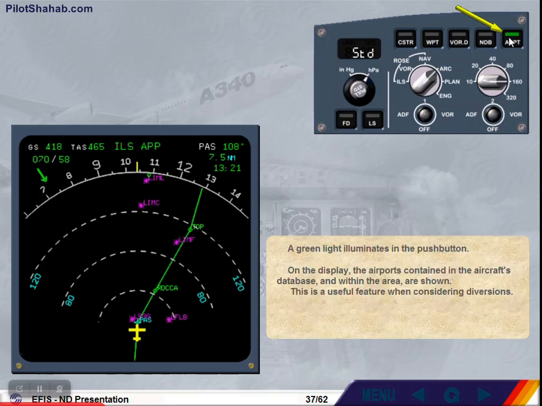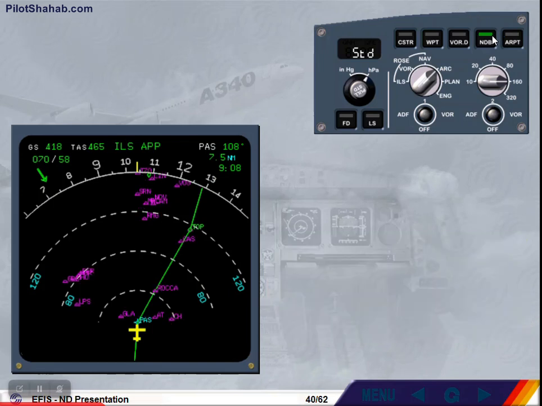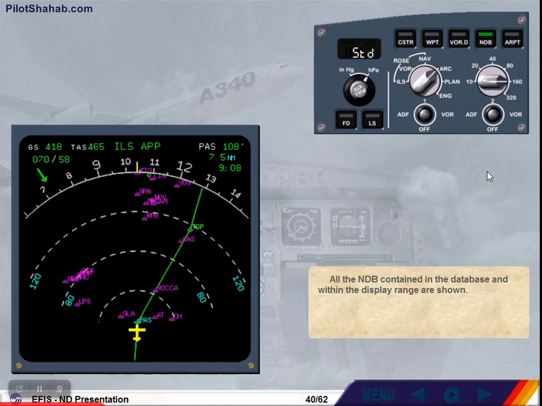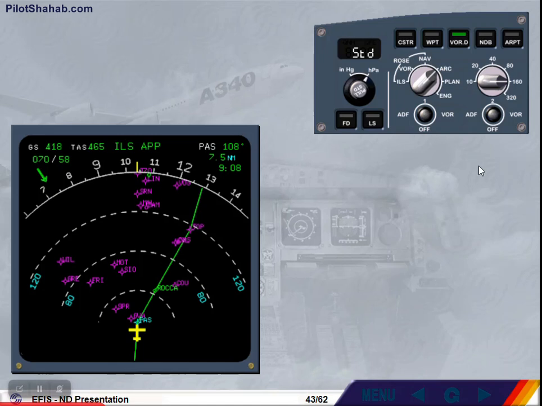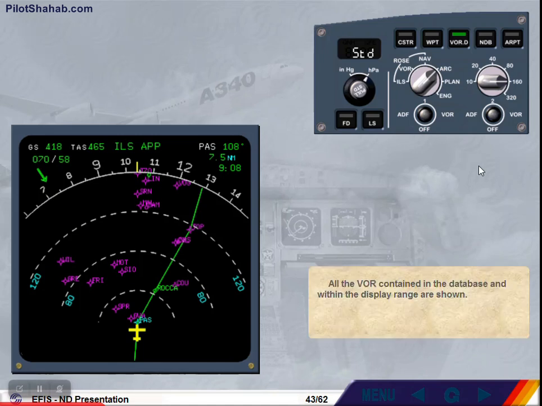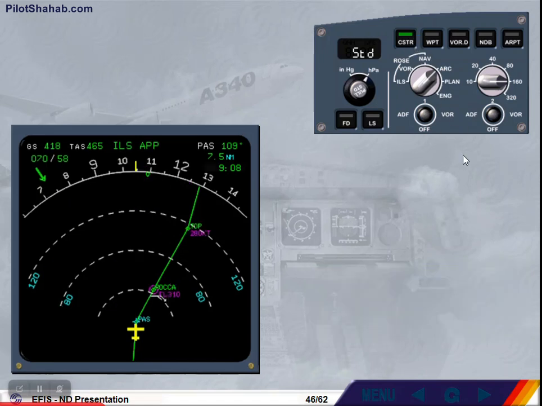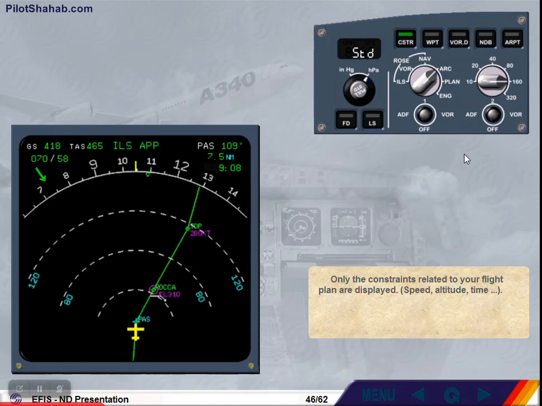Select NDB. All the NDB contained in the database and within the display range are shown. Select VOR-D. All the VOR contained in the database and within the display range are shown. Select Constraint. Only the constraints related to your flight plan are displayed. Speed, altitude, time.